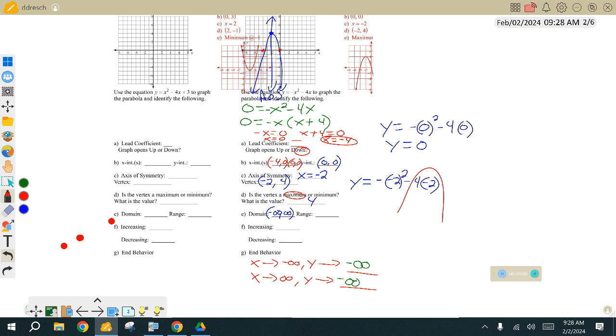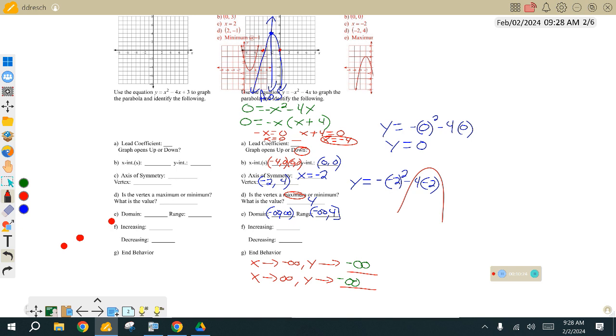And as soon as we realize it's opening down, you should also have in your head that you have a ceiling here, not a floor, but a ceiling at this point. So the range is going to go negative infinity all the way up to, I just didn't know where a maximum was. So I could have done this, but I just didn't know where a maximum was going to be, and now I found it at 4.